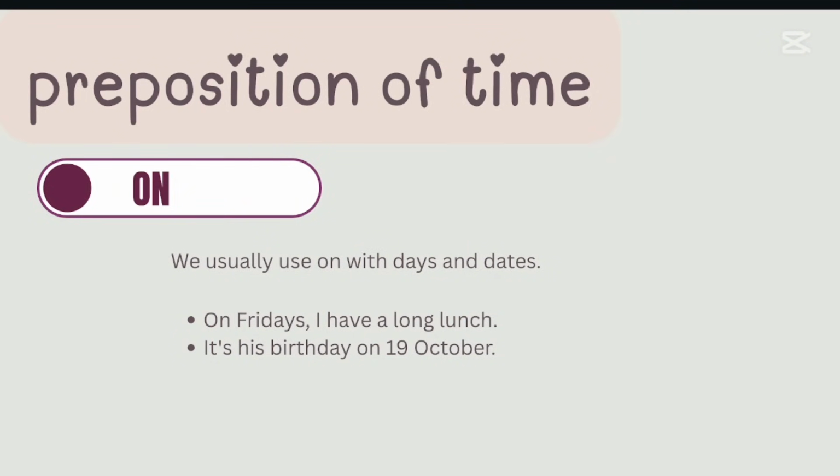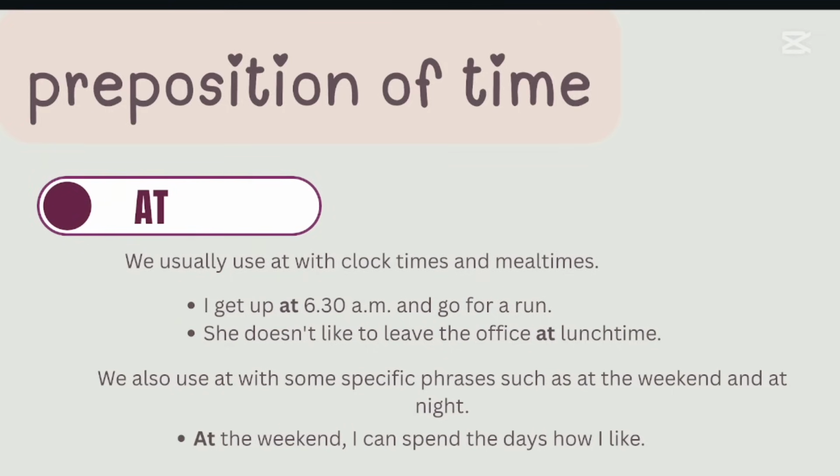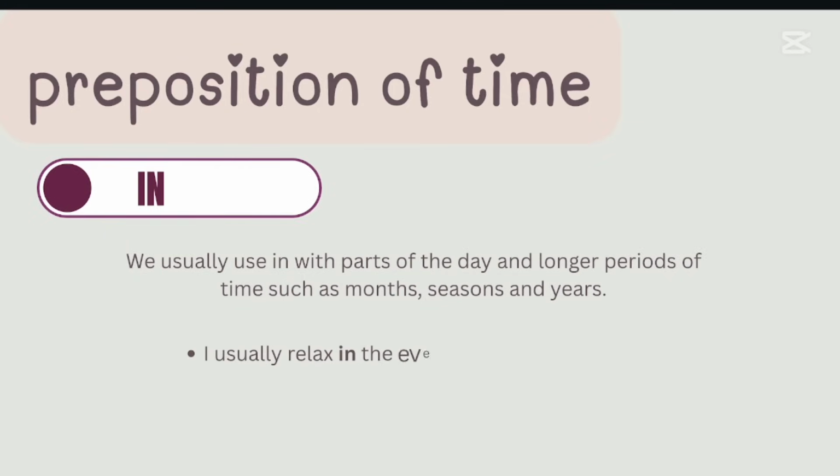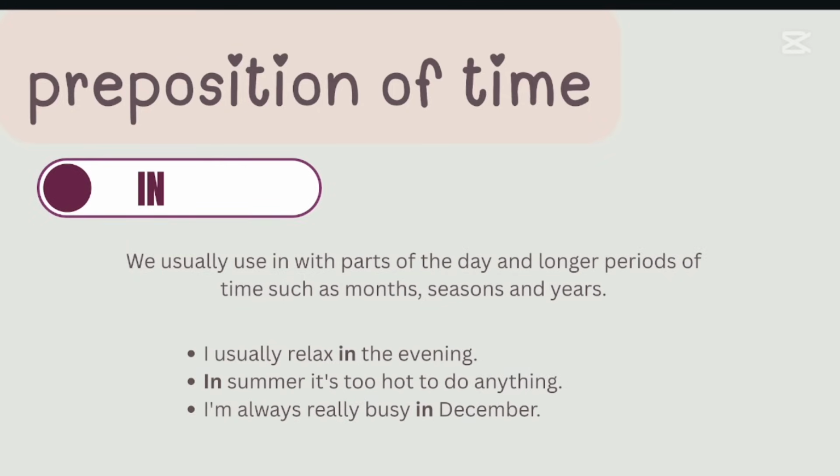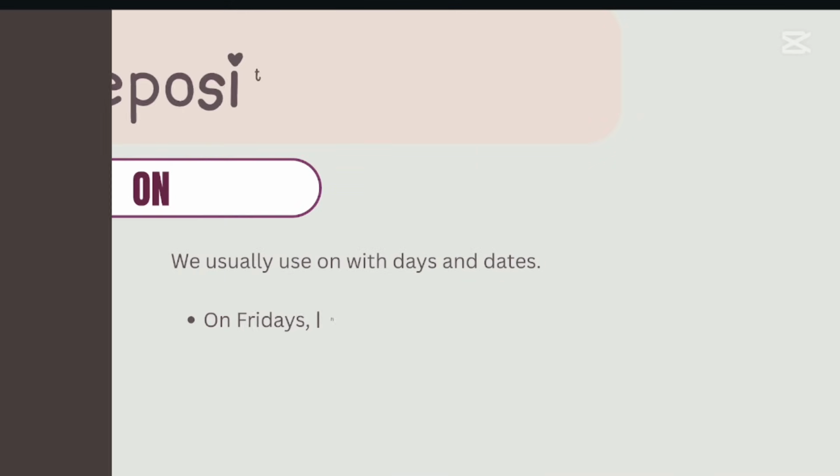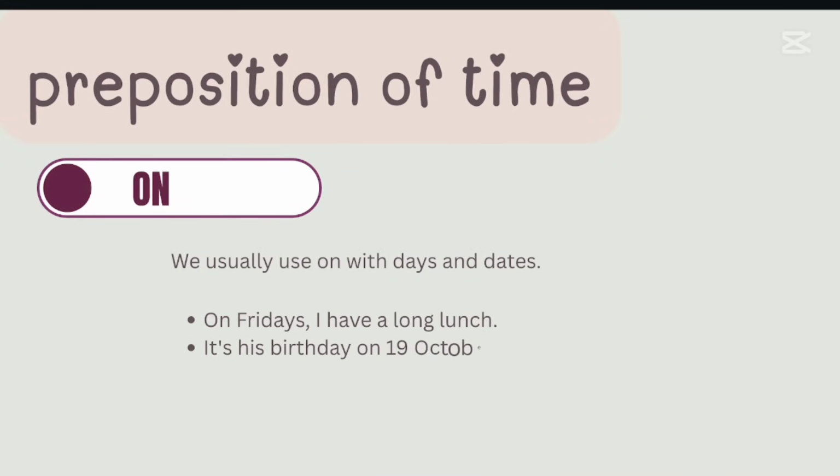So here again, our preposition of time: at for specific time, giving this specific time; in for parts of the day, months, seasons, and years. And last preposition is the preposition on. So on is used if you want to specify the specific days and dates.